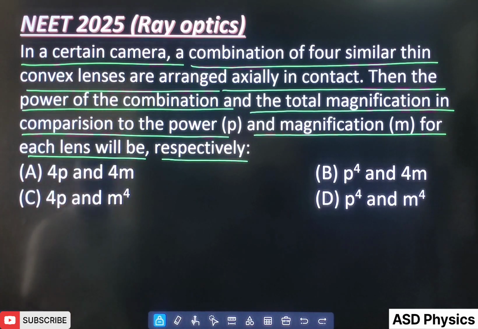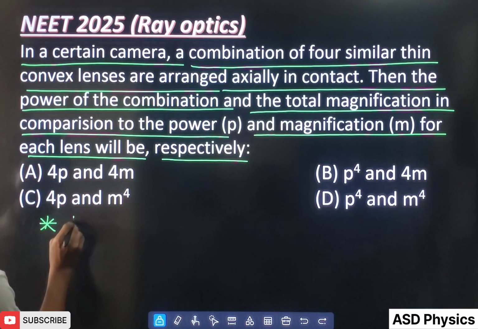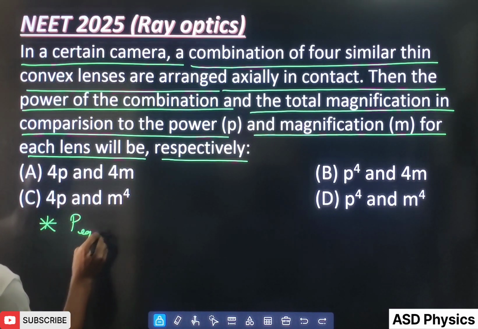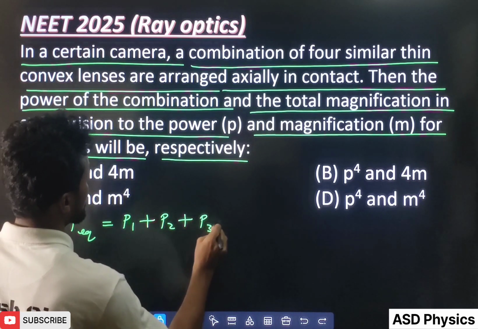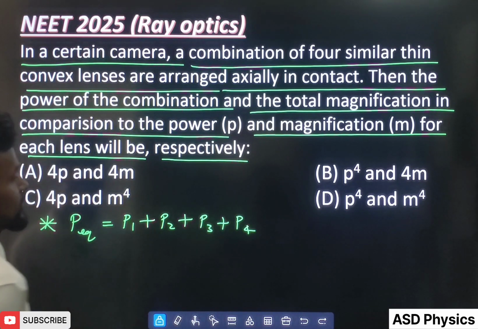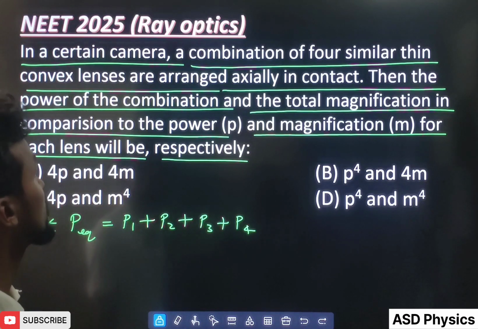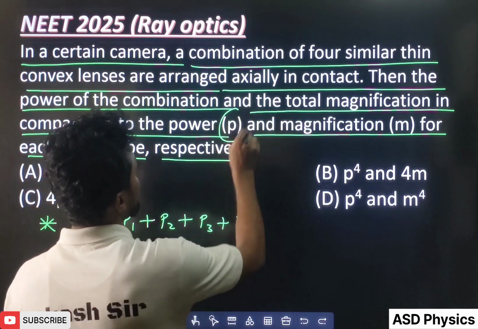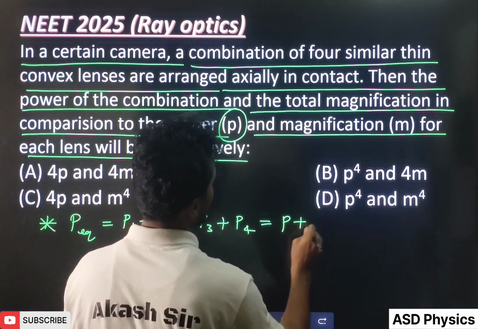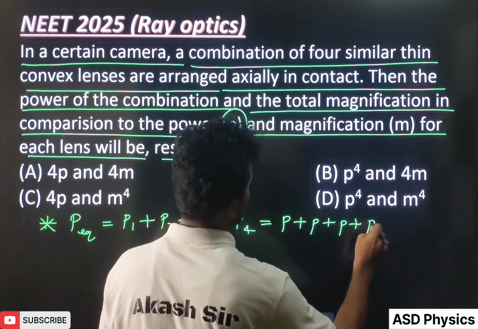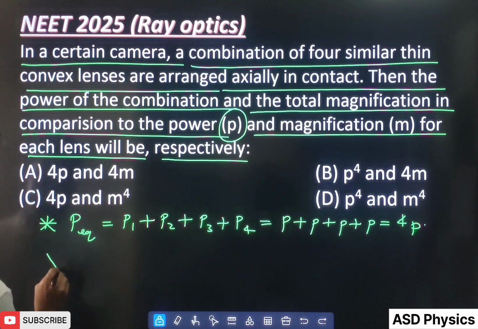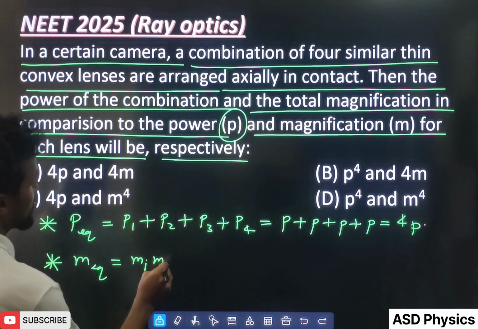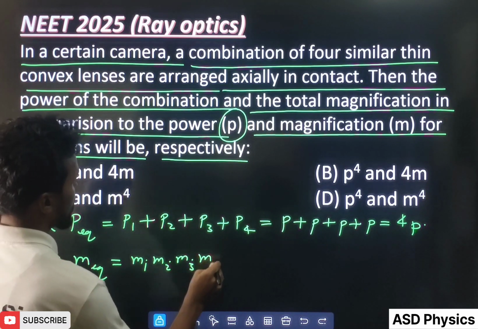Okay, so a camera is there. In a camera remember that the equivalent power for lenses, mirrors, anything, is P1 plus P2 plus P3 plus P4, and each of them has power P. So we can write P plus P plus P plus P, which becomes 4P. Now next, if we talk about the magnification, magnification means we will always multiply. So what will this become here?